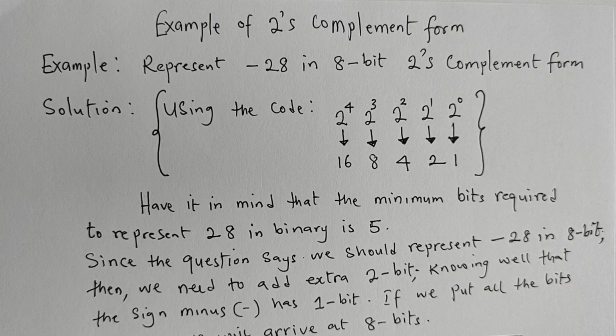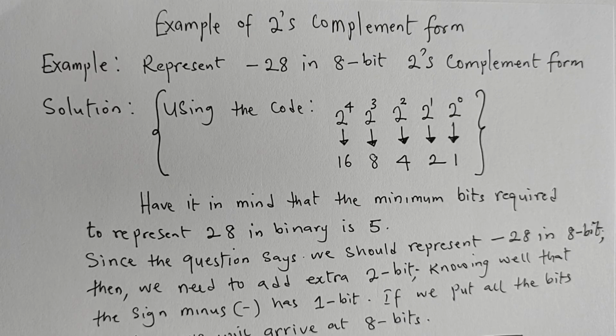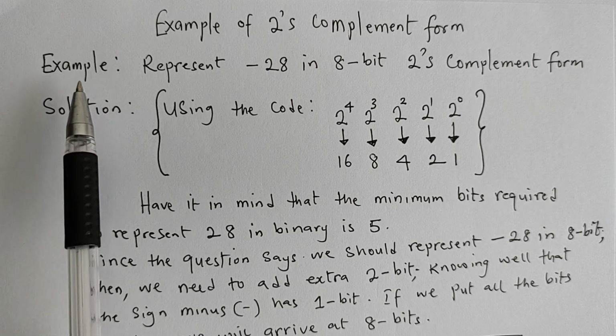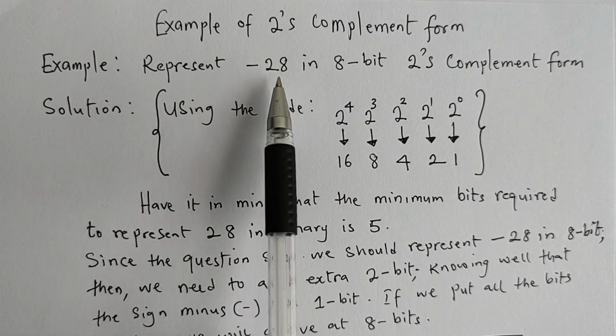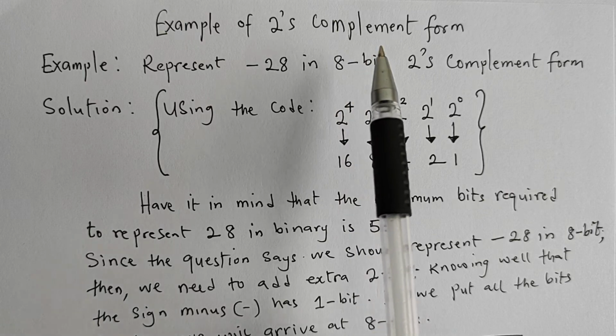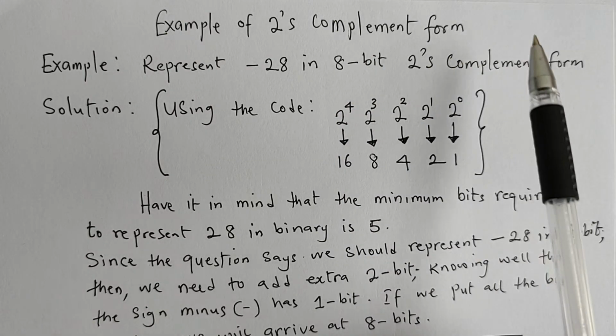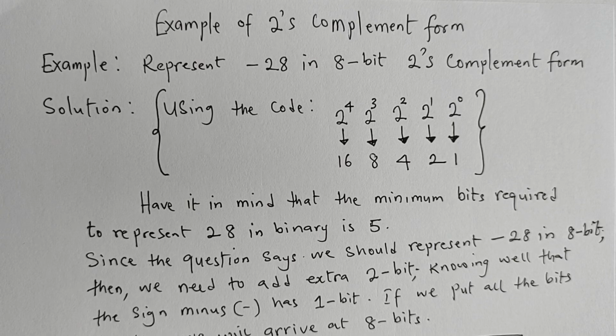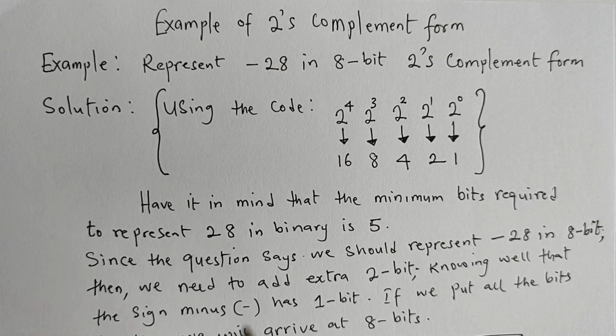In today's video, we're going to be looking at more examples of 2's complement form. Alright, so let's go straight into today's business. Now the example says, represent minus 28 in 8-bit 2's complement form. Now this looks a bit complex, but it's very easy.